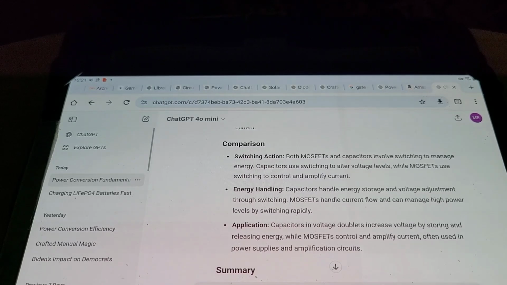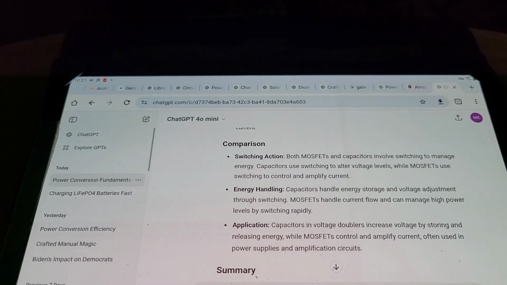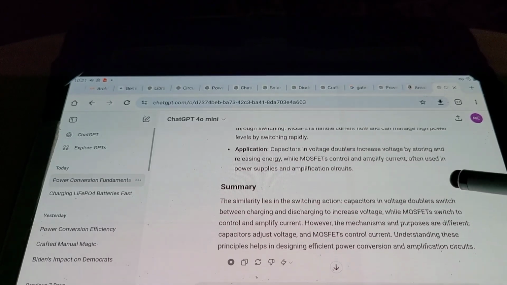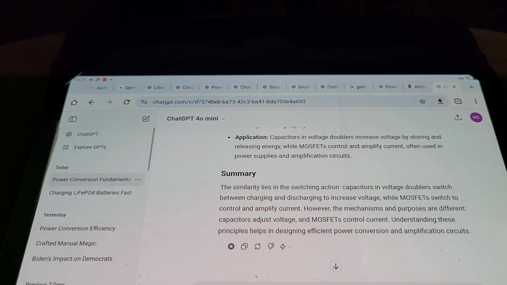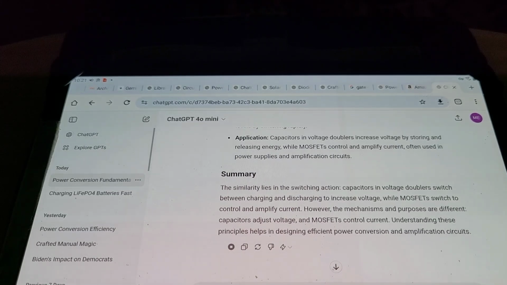Energy handling. Capacitors handle energy storage and voltage adjustment through switching. MOSFETs handle current flow and can manage high power levels by switching rapidly. Application. Capacitors in voltage doublers increase voltage by storing and releasing energy, while MOSFETs control and amplify current, often used in power supplies and amplification circuits.